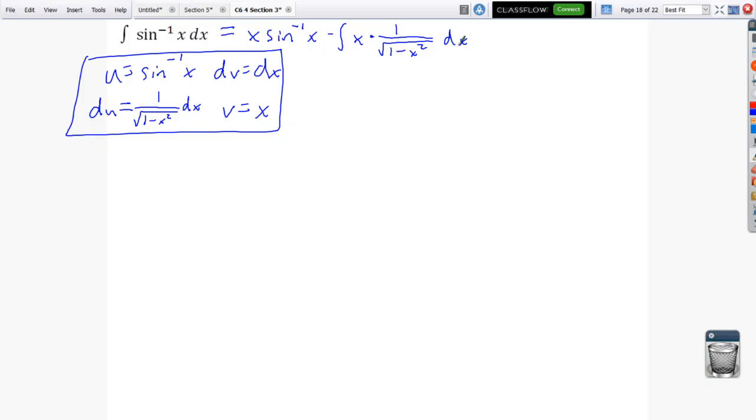If I want to, I can make this look a little bit prettier. So I'm going to have x arcsine of x. Good news, we're already done with the first term. Yay! Bad news, the second term looks awful. x over the square root of 1 minus x squared dx. Now here's where we have to go away from the previous strategies that we've used here.